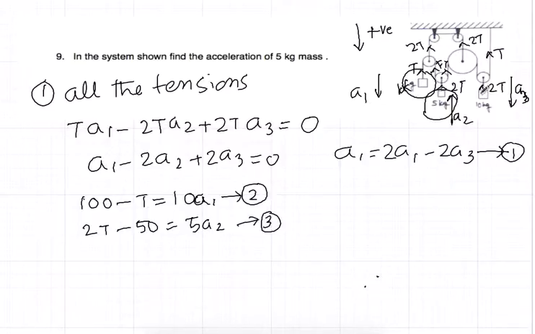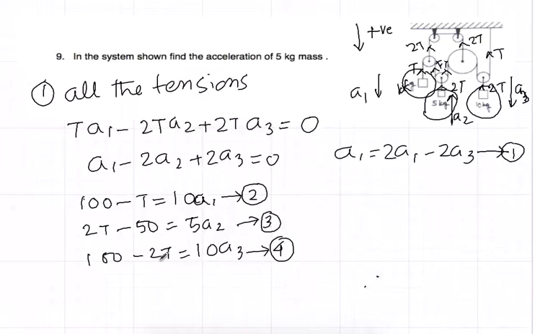Now we are heading for the fourth equation, because there are four unknowns. This body is going downwards, so what we'll get is 100 minus 2T, very basic, equal to 10 a3. This is our fourth equation. Now there are four equations and four unknowns.